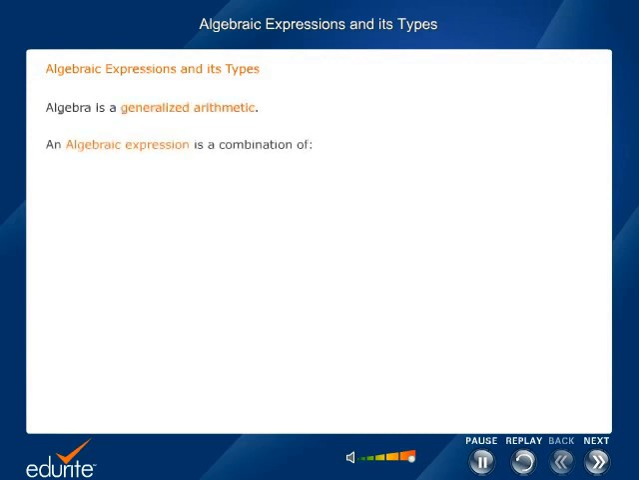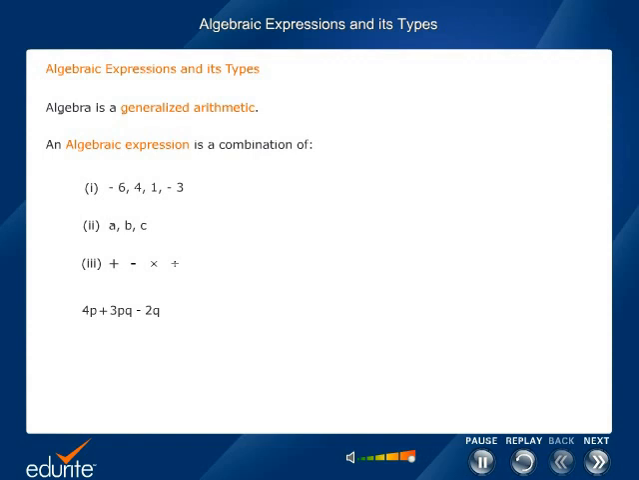An algebraic expression is a combination of numbers, literals like a, b, and c, and arithmetical operations such as addition, subtraction, multiplication, and division. One or more signs, plus or minus, separate an expression into several parts.